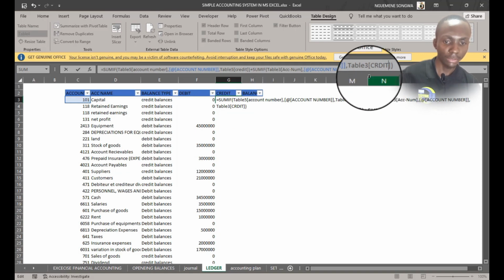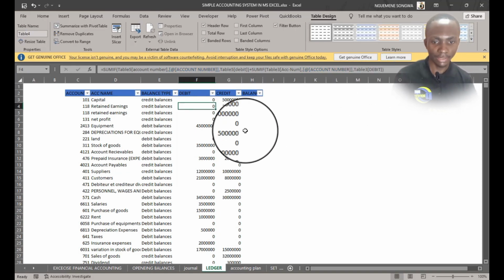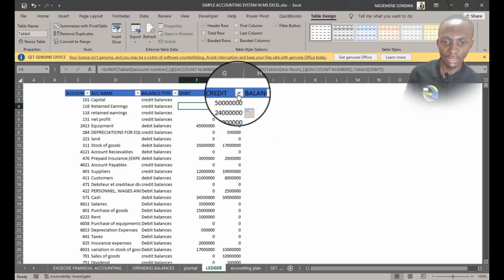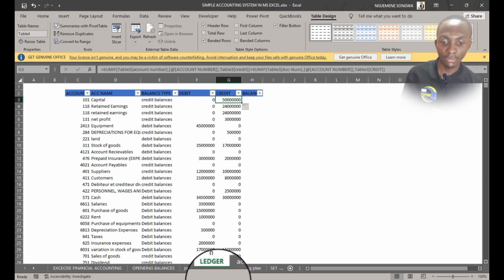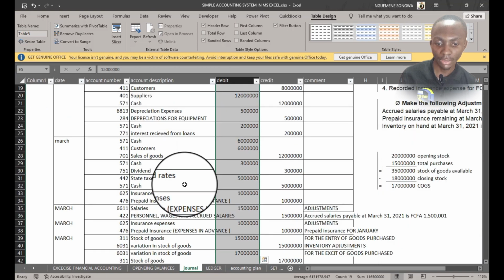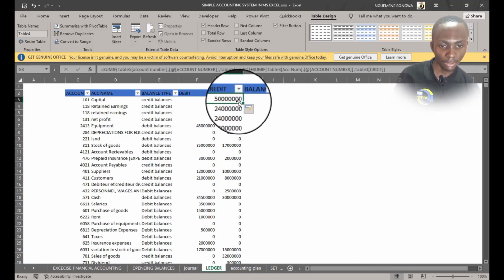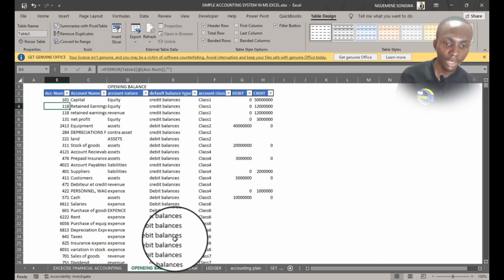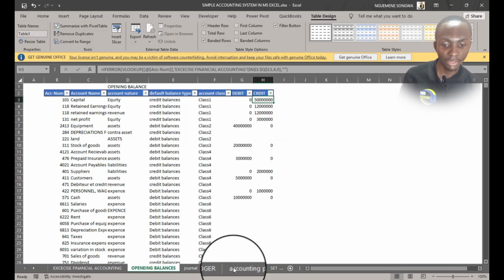I press the enter key, and that is it. Exactly the way I wanted it to be. So you will see here there is 5 million, just because already at the level of the journal entries there is no account number for capital inside. But here you will see an amount for capital. Why? Because it has seen that amount at the level of the opening balance for 50 million.